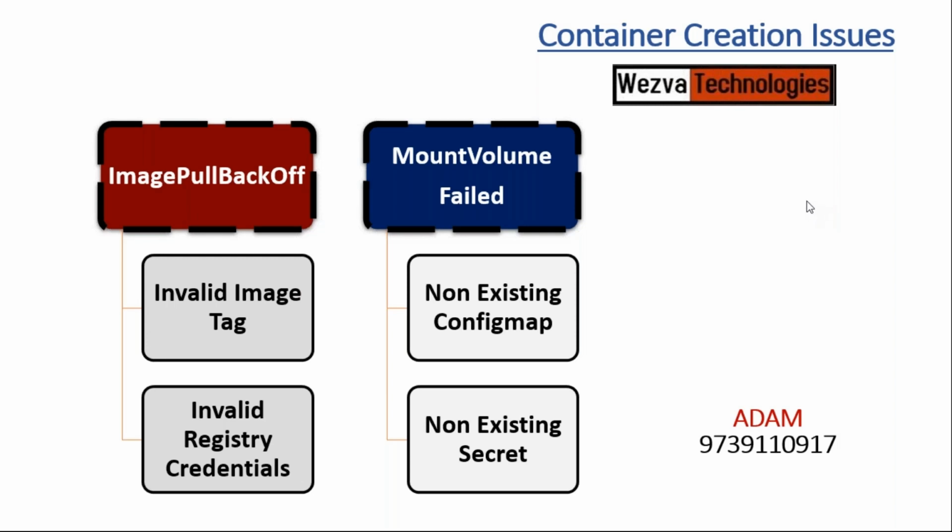Now there are some scenarios where you might have given a config map or a secret in your pod spec, but that particular config map has some issue. In that case, the pod will not be able to mount a particular volume based on these objects. So in those cases, under the container creating state, you will see an error called mount volume failed. Okay, so let's see how this looks.